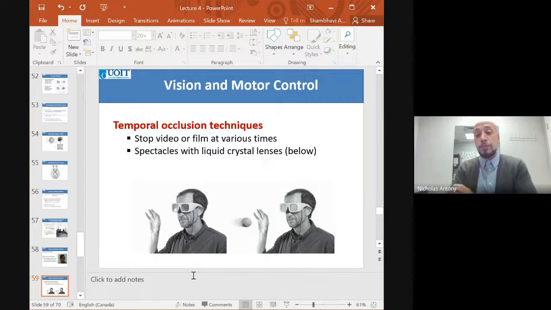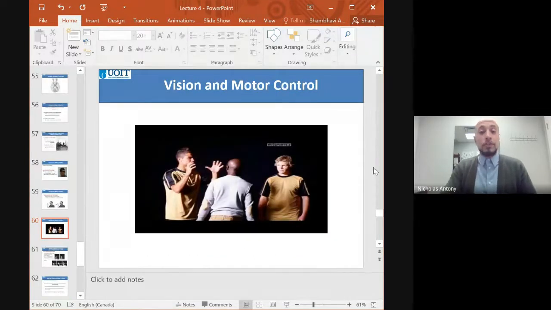Before this, they would use occlusion techniques. They would use glasses that would quickly black out vision. They would black out vision at different times of a motor skill and then see how it would affect performance. If it affected performance the most, then clearly whatever happened right before that is the most important thing we're looking at. So let me show you this crazy video.